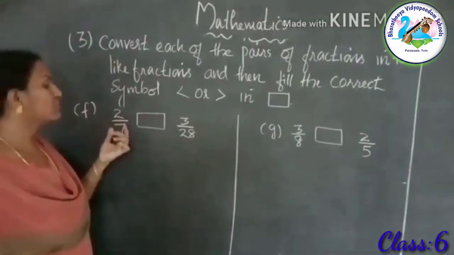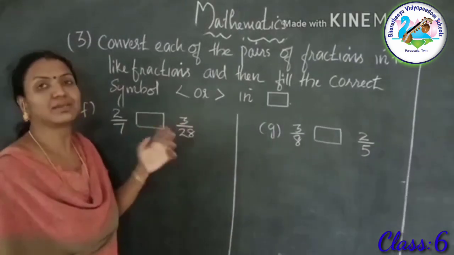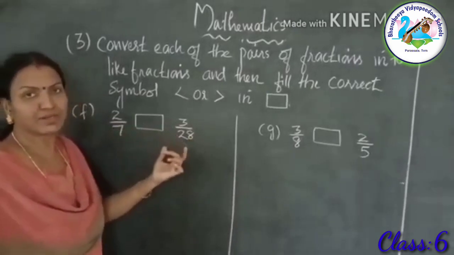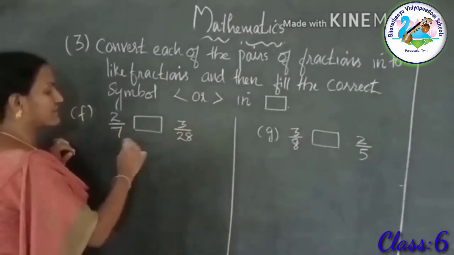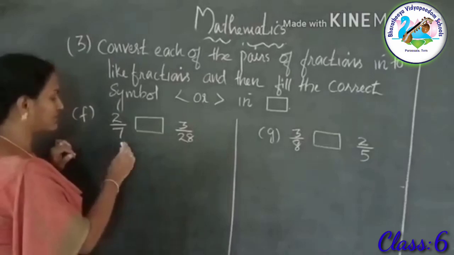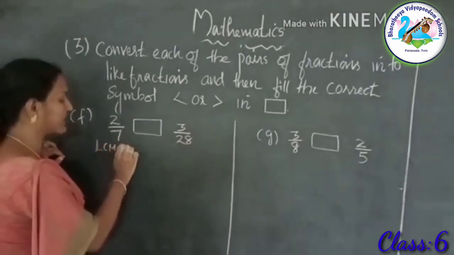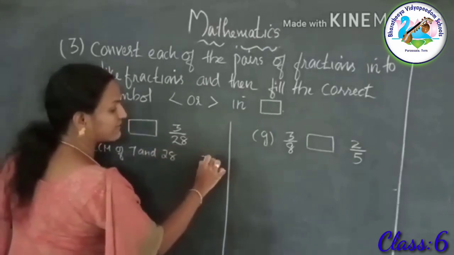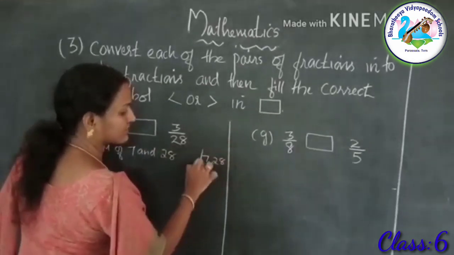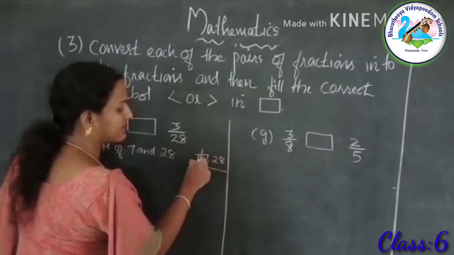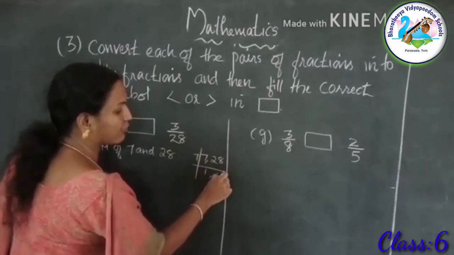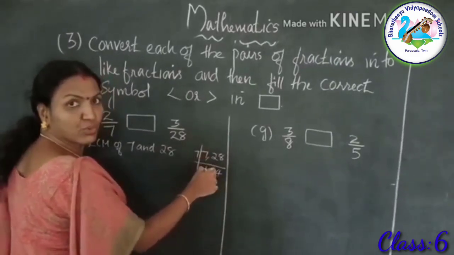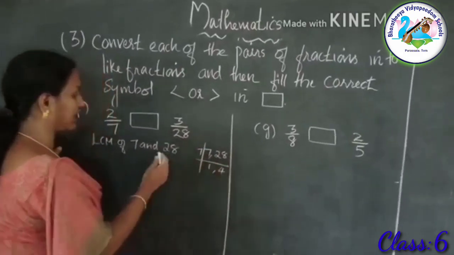Next option, 2 by 7 and 3 by 28. Here the denominators are 7 and 28. They are different, so unlike fractions. First convert them into equivalent like fractions. We have to find out the LCM of 7 and 28. 7 comma 28. The multiples of 7. So 1 7s are 7, 4 7s are 28. So multiplying these numbers, 7 into 1, 7, 7 into 4, 28. The LCM is 28.